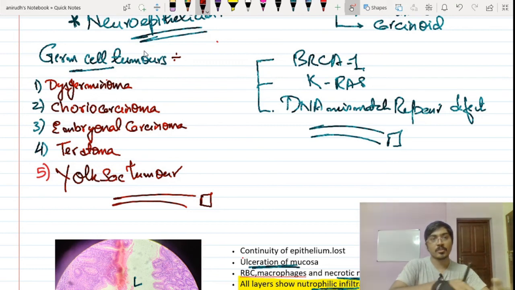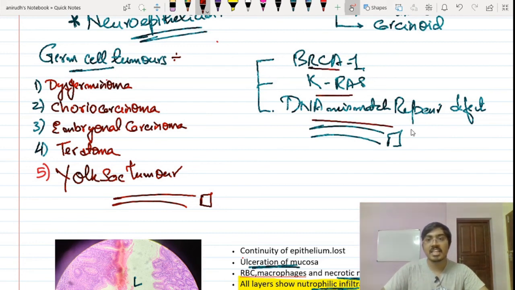Then there are certain other tumors also, you can remember the names of those also, and some basic points regarding those also. Now these are certain genes which are associated with ovarian malignancies as such, not just teratoma: BRCA1, KRAS and DNA mismatch repair defects, right?